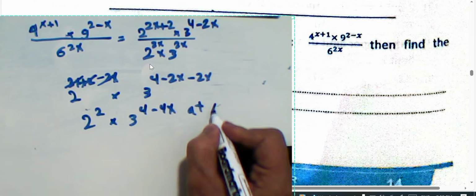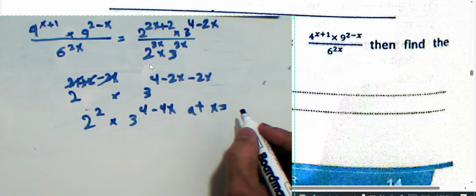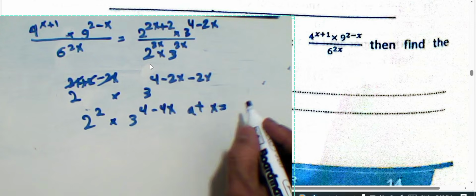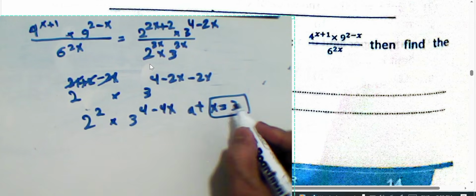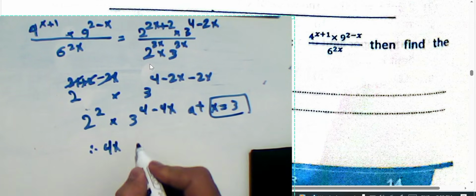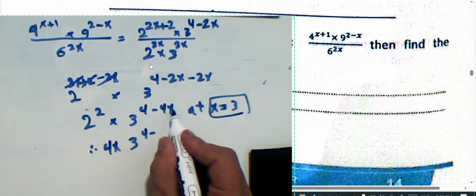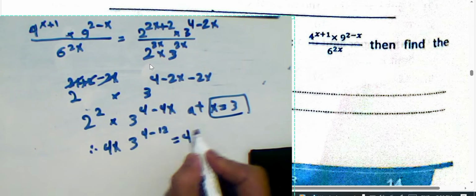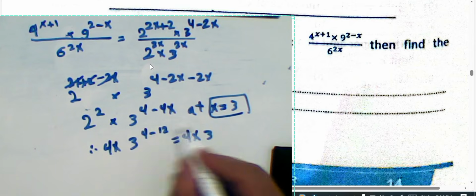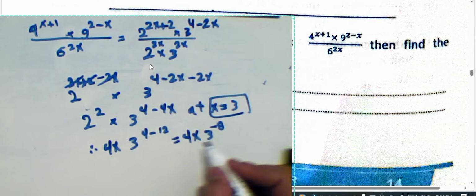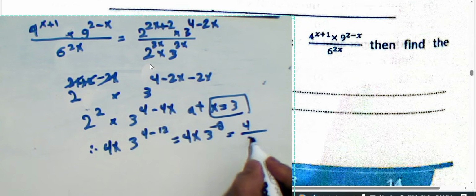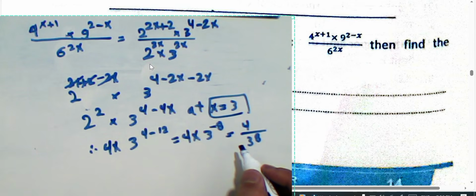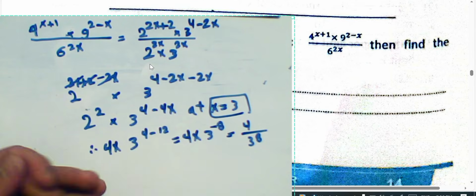Now we can find the value at x equal to what? He tells me in the example x equals 3. Then 2 power 2 is 4, and 3 power 4 minus 3 times 4, which is 12. Then the answer will be 4 times 3 power 4 minus 12, which is negative 8. Then you can write 4 over 3 power 8. Multiply 3 by itself 8 times to find the answer.